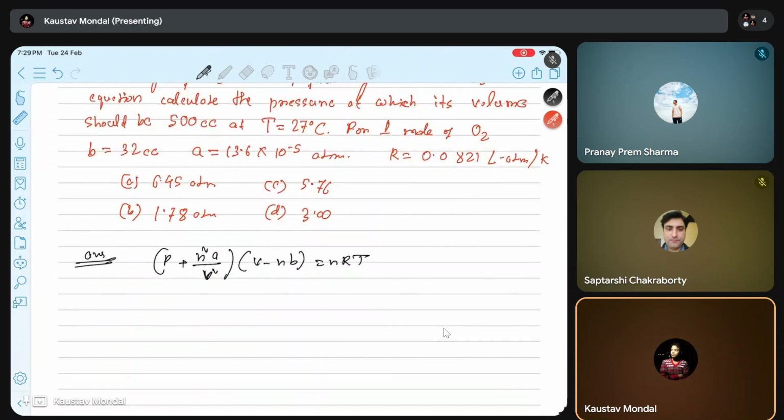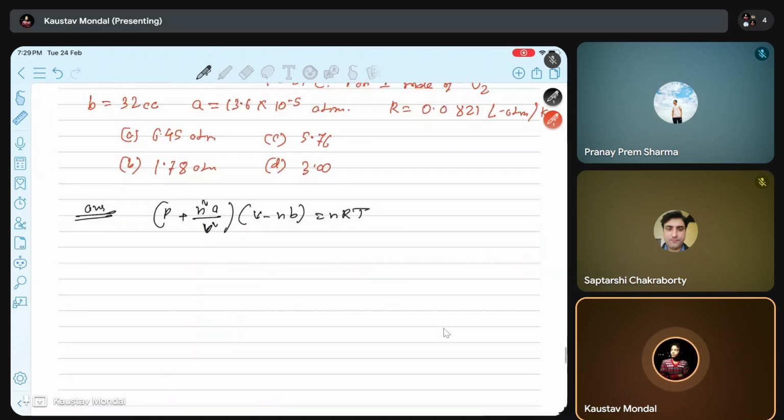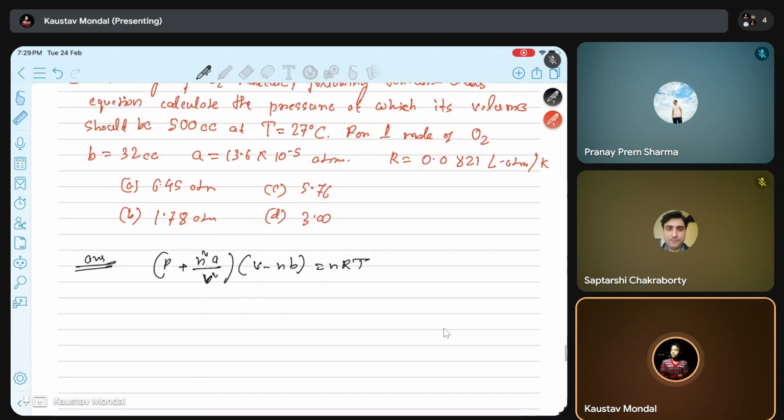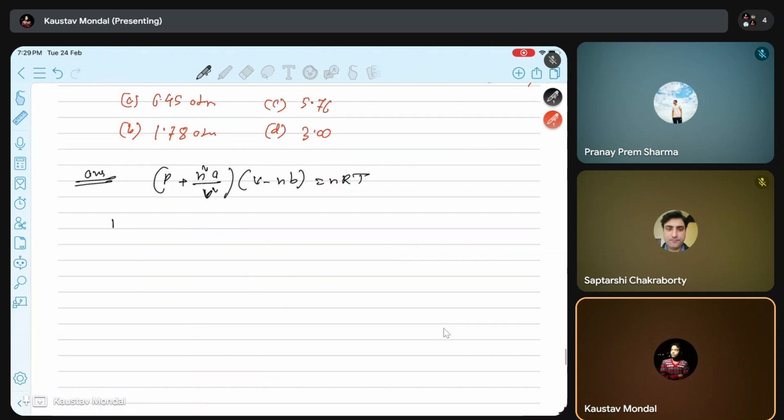So here we have to convert it into moles, right? So n equals 2 by 32 moles, because 1 mole of oxygen is basically 32 grams. 2 gram means 2 by 32 moles. So that is basically 1 by 16 mole. Okay, this much amount of oxygen is there.